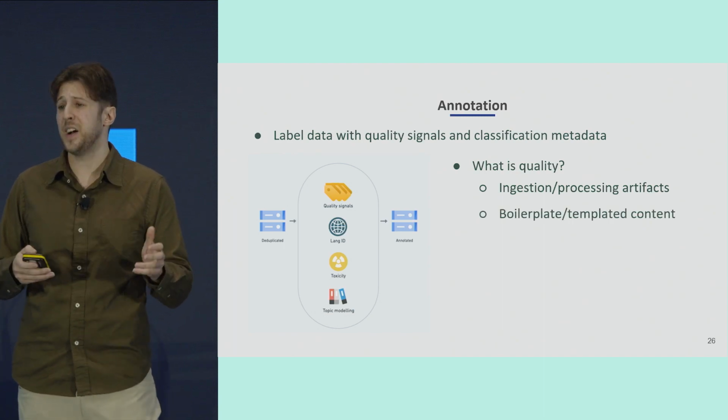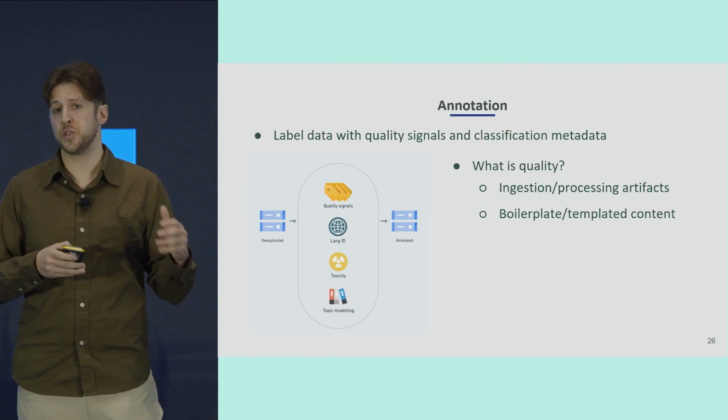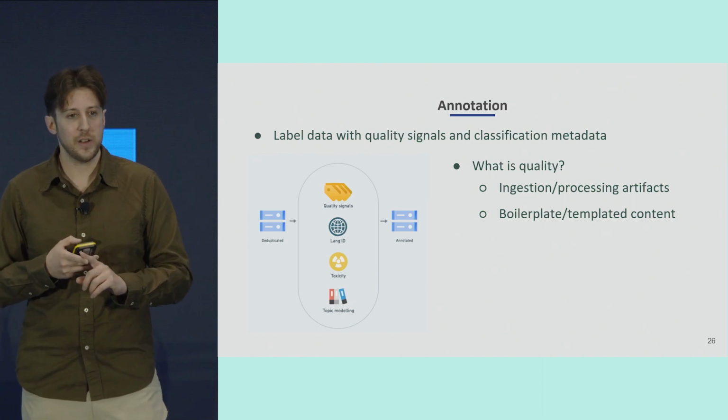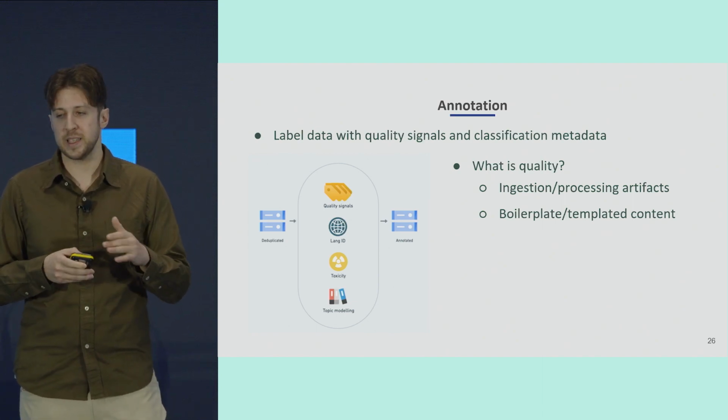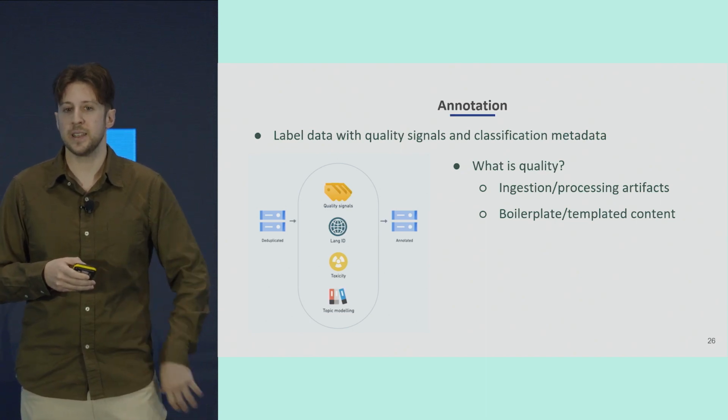You also want to identify boilerplate and templated content, similar to the deduplication story. If there's a lot of repetition, ads, social media sharing links, headers and footers, this is not great, because the model just sees these tokens over and over again, and it doesn't add any value.